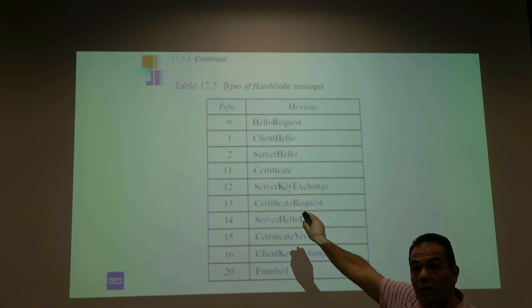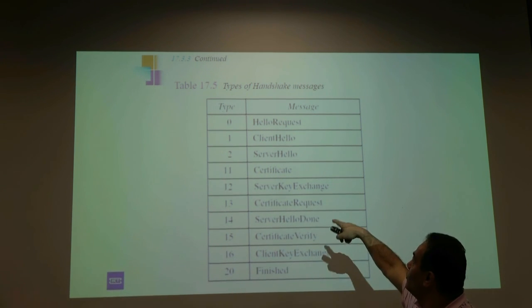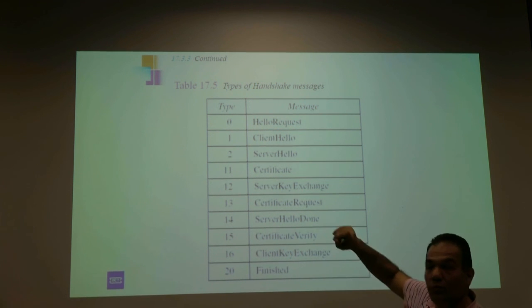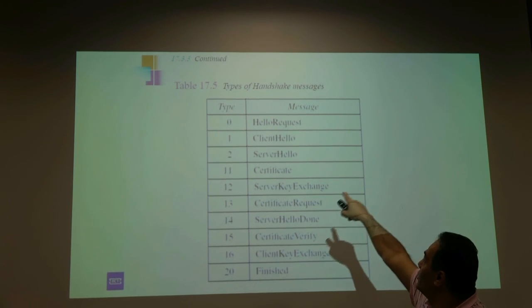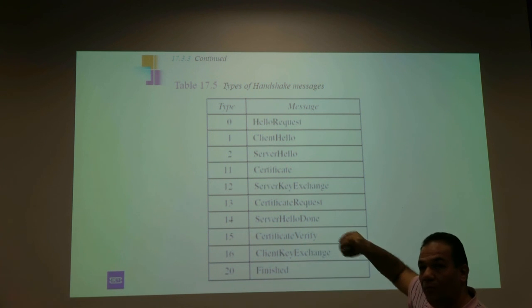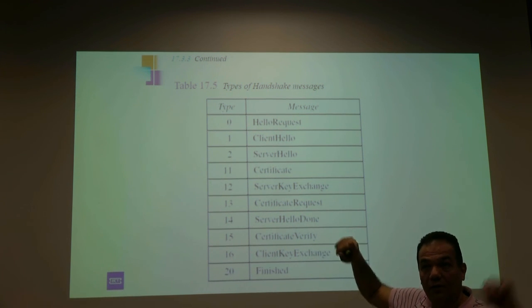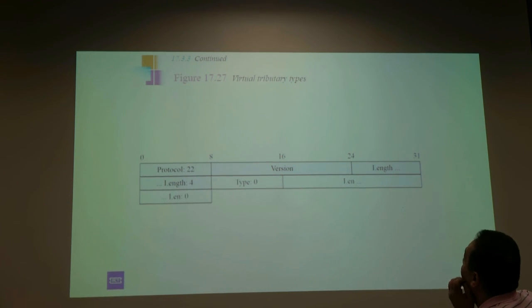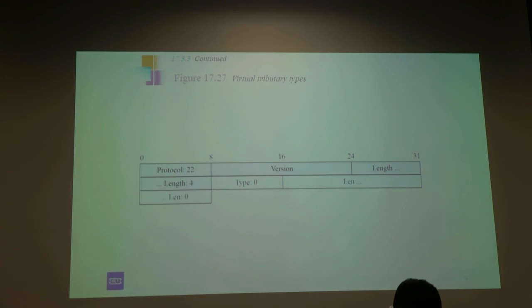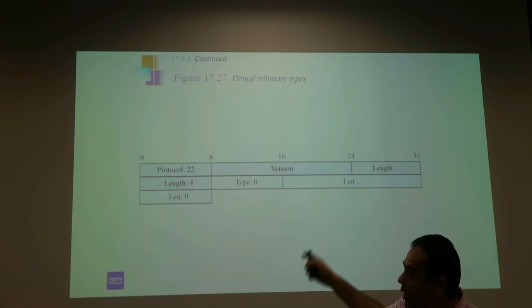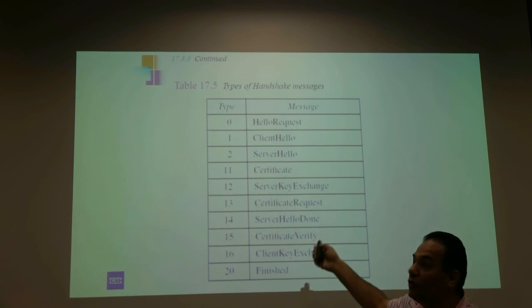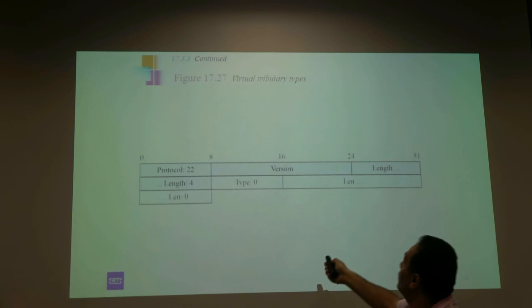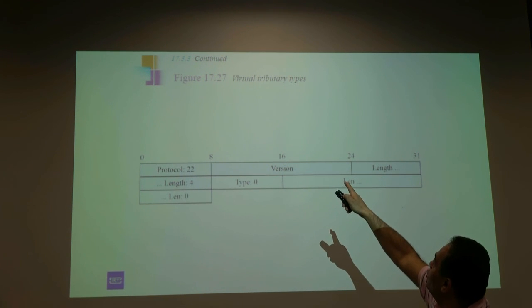Did you see these messages before? We did. Remember when we explained it? For example, hello request, client hello. We have seen them before in the 4 phases of the message exchange. Now all of them have different formats. We could now list all of these. So for example, this is an example.